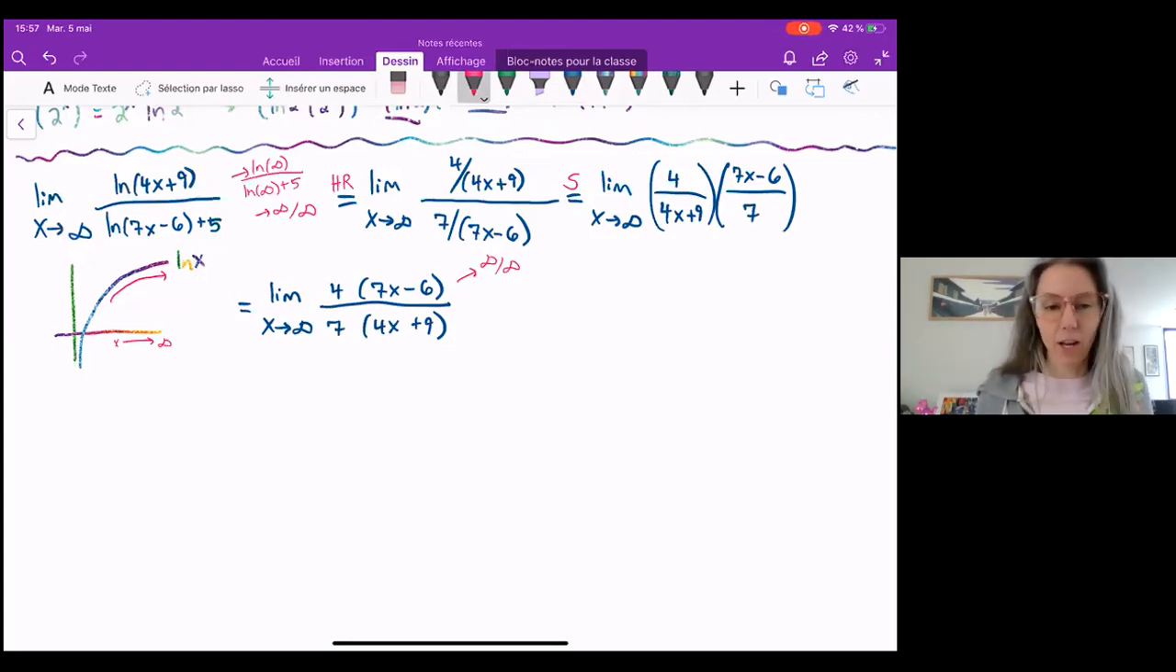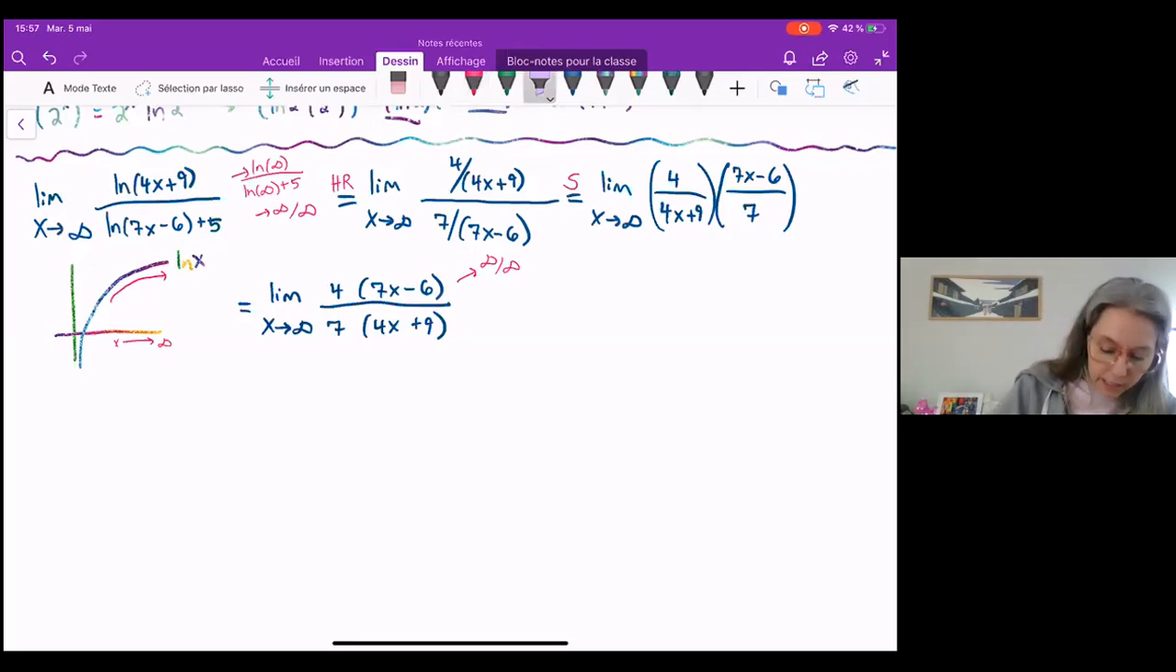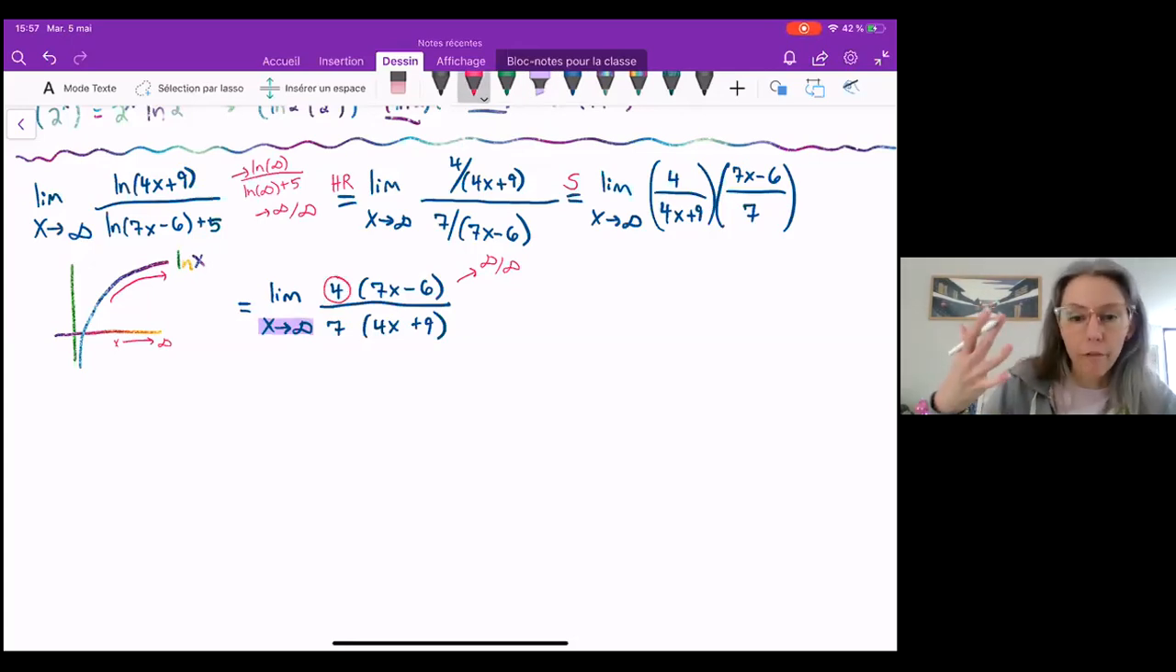I get infinity over infinity. So that means I can apply L'Hopital's rule again. But this limit is approaching infinity, and when the limit's approaching infinity, remember, we can also just take the big stuff, the dominant terms, from the top and the bottom.